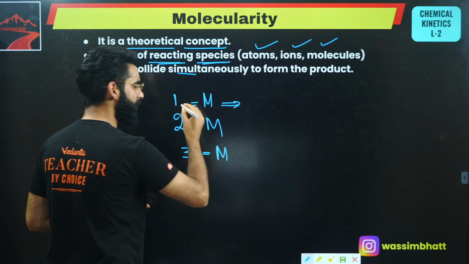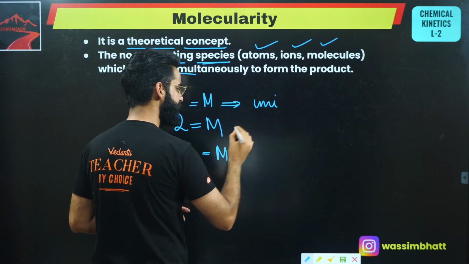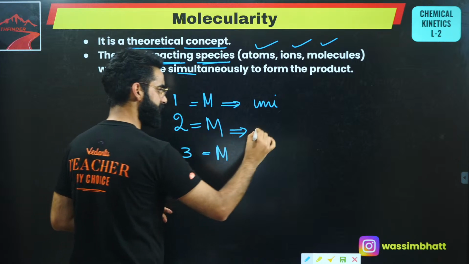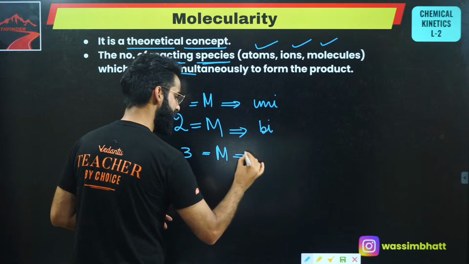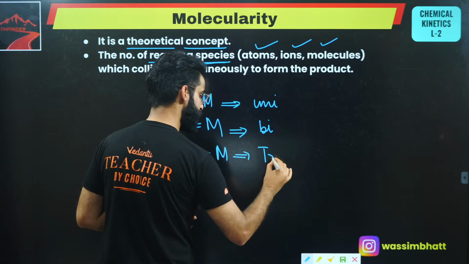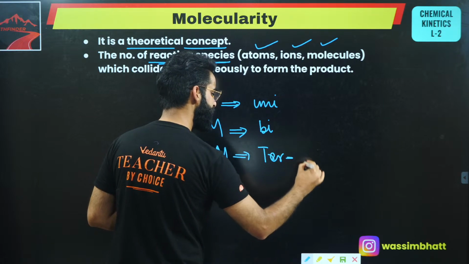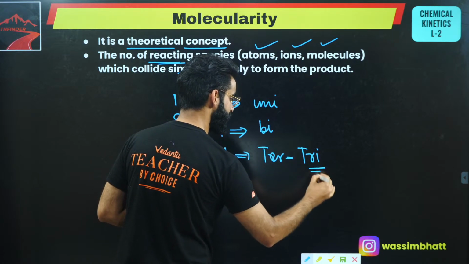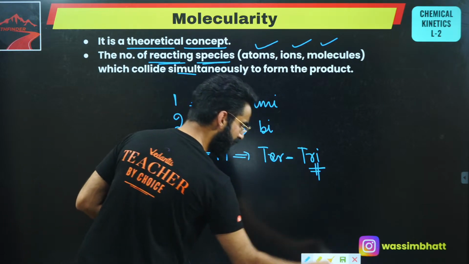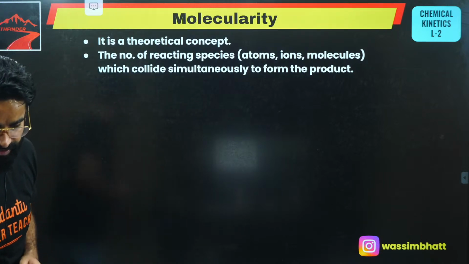Remember, any reaction with molecularity 1 is what we call a unimolecular reaction. Any reaction with molecularity 2 is what we call a bimolecular reaction. Any reaction with molecularity 3 is what we call either a termolecular reaction or simply a trimolecular reaction. Okay. Let's try to analyze this molecularity a bit more in detail.